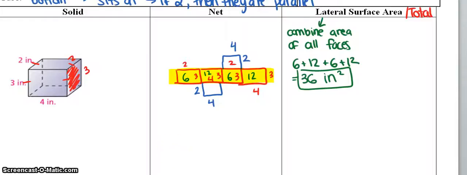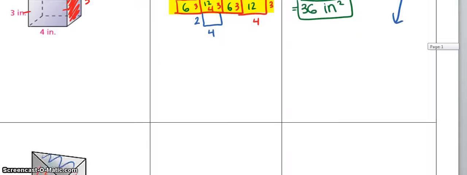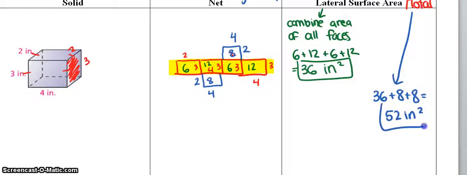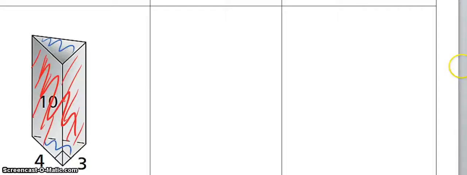So everything but the base is just what you see around the sides. Now, if I want the total surface area, or just the regular surface area, I'm going to take the lateral surface area but add in the bases. So each of these bases is 2 by 4, so the area of each of them is 8. Okay, so I'm going to take my 36 and add my 2 bases, which is 36 plus 16, which is 52 inches squared. Okay, so again, that's how much wrapping paper you would need to cover that rectangular prism.